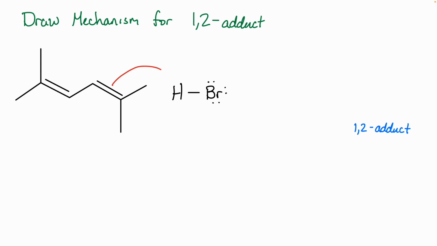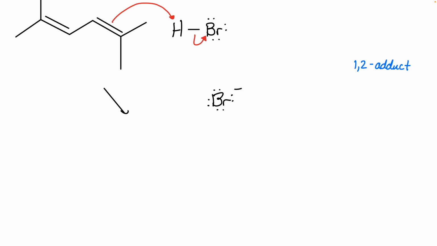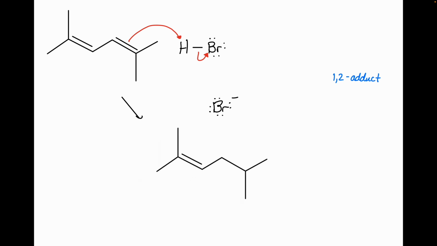Right, so that pi bond is going to reach out and grab that proton. I'm going to be left with a bromide ion. All right, I again have my carbocation intermediate. Okay, but my point in this example is to try to hammer home here.